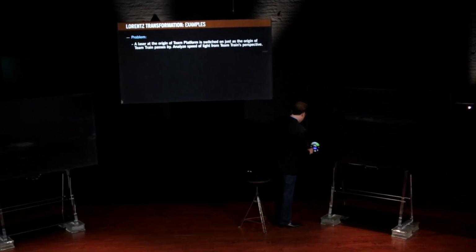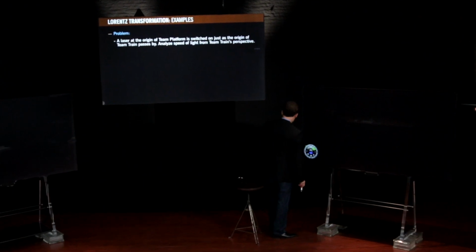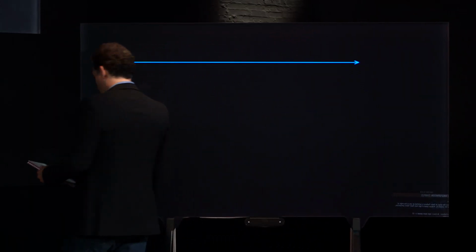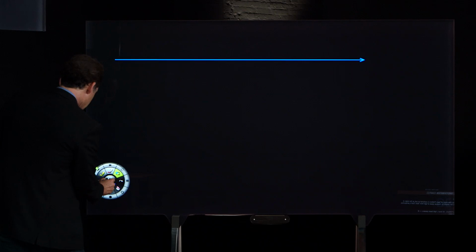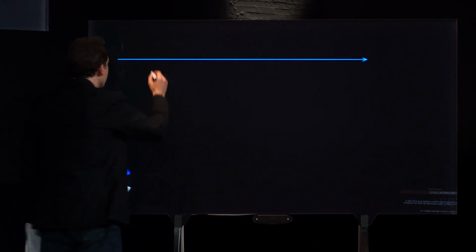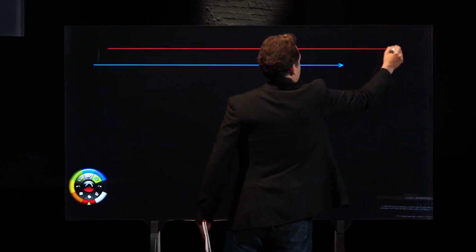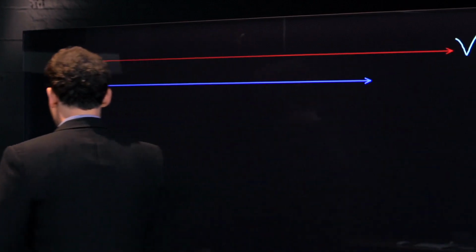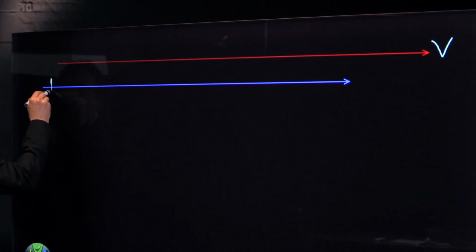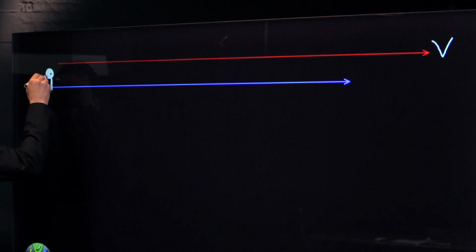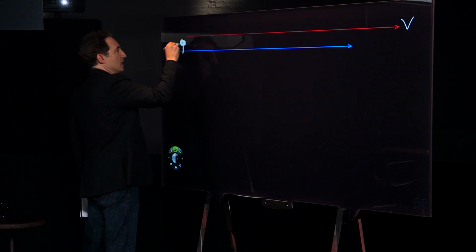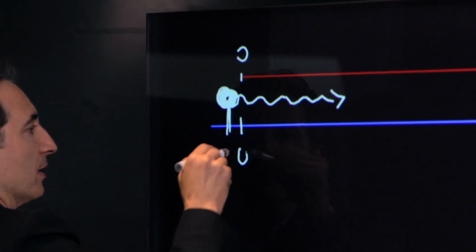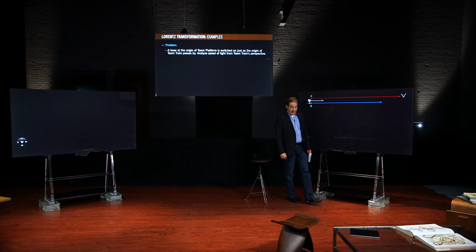So what do we have? Let me set up a coordinate grid here in one dimension. Let's make this the platform coordinates. Let's imagine that George and his friends are rushing by, and they are going like this at some velocity equal to v. And what happens, we are told, is that at the origin of the coordinate system, we have this little light bulb. And just as the origin of the moving frame and the origin of the stationary frame cross, the light beam is sent out. Okay?